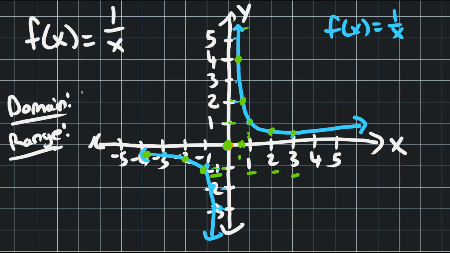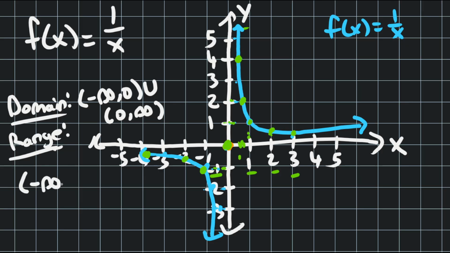So how do we represent that? It is negative infinity to 0, using a parenthesis, union 0 to positive infinity. So that, and then we'll close the parentheses. So that is the domain. It is every real number except 0. Now, that's the domain, but now what's the range? The range is actually the same. It's also every number except 0. So negative infinity to 0, union 0 to positive infinity.